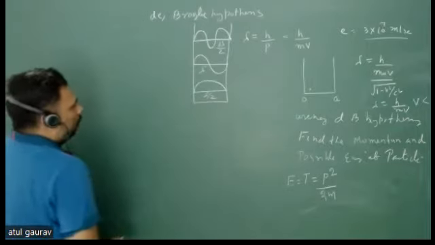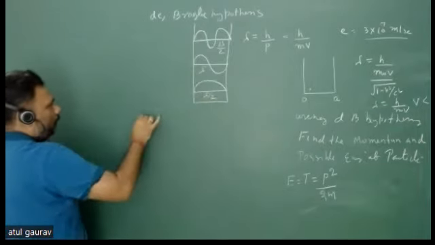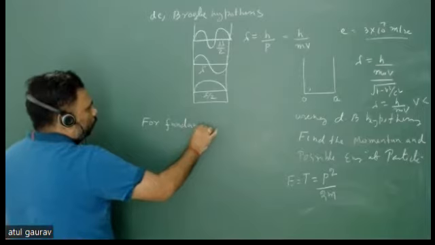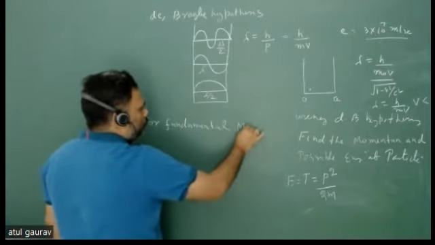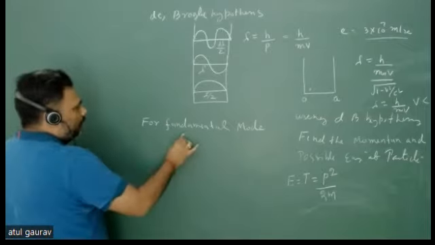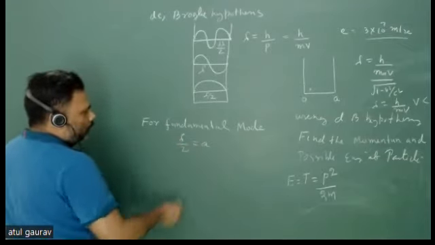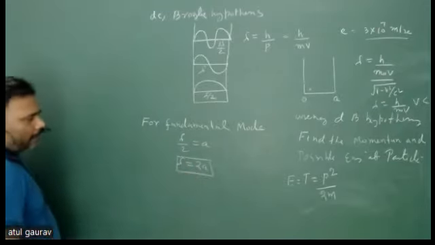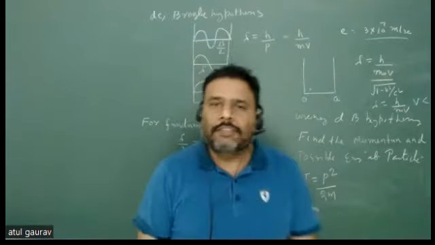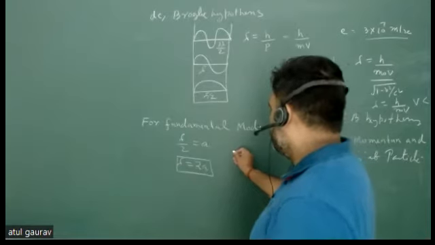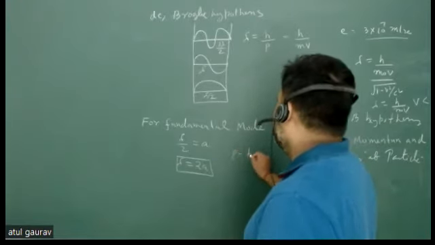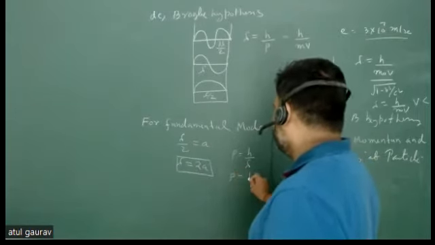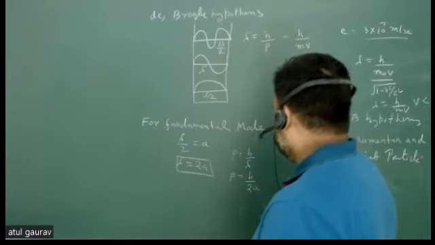Okay. So what you can do for the fundamental mode? For the fundamental mode, I can say lambda by 2 is equal to a. So what is the value of lambda? That value is 2a. So if lambda is 2a, according to de Broglie, what are the possible momentum? P is equal to h upon lambda. Yes. And then the possible momentum is h upon 2a. This is my possible momentum.